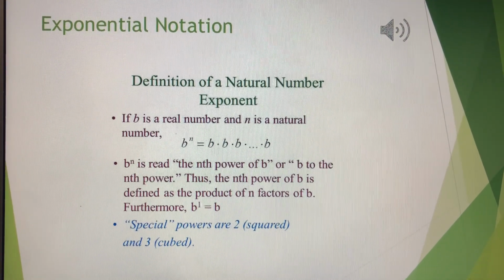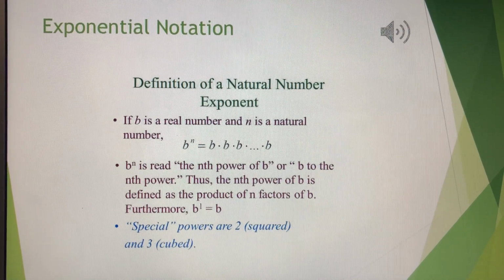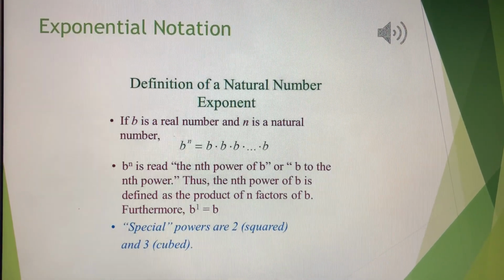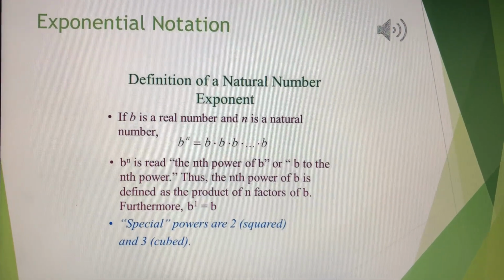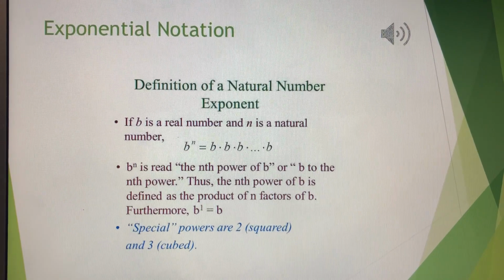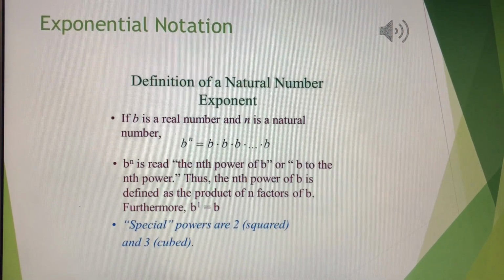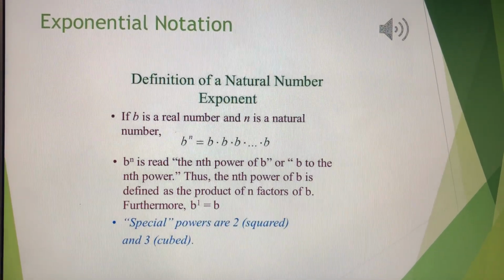If you'll take a look, it is the definition of a natural number exponent. So if b is a real number and n is a natural number, then it would be b to the nth power, which is how you read that. So whatever n is, you'll multiply b that many times. There's an example on the next slide. If you'll just take a look, b to the first power, of course, equals b.